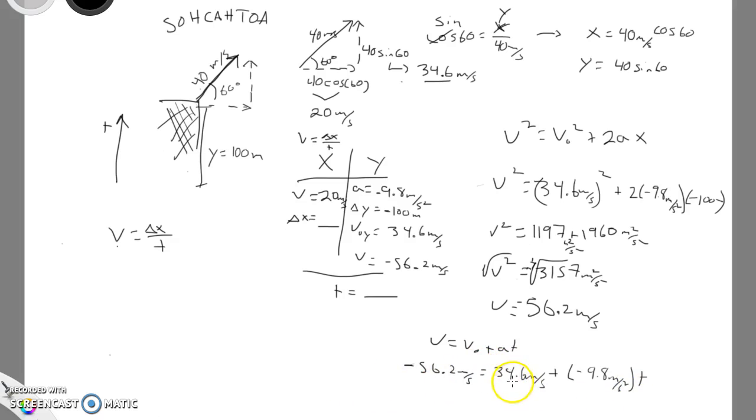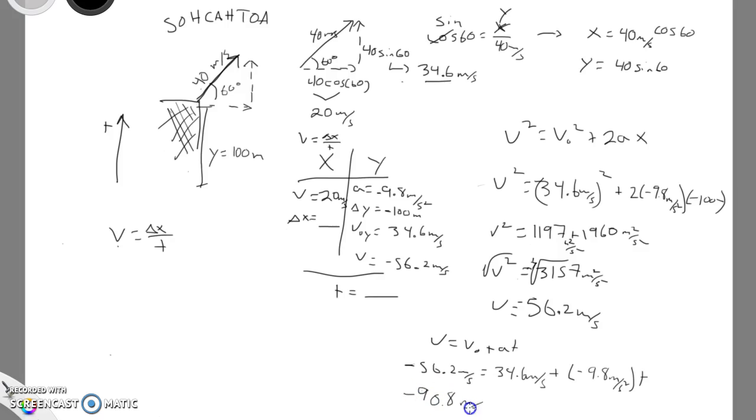So to solve this, I subtract over the 34.6 and divide by 9.8. I get negative 90.8 meters per second equals negative 9.8 meters per second squared times t. Divide by 9.8 from both sides. Bringing the seconds up, I get that the time is equal to 9.3 seconds. So I put my time, 9.3 seconds.